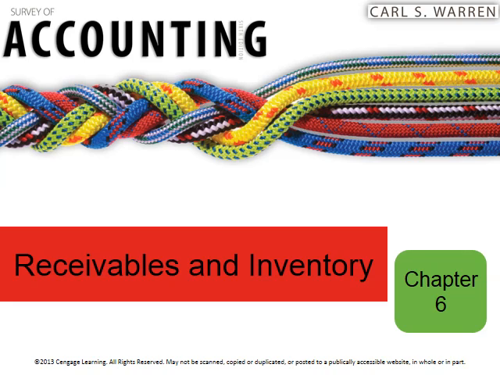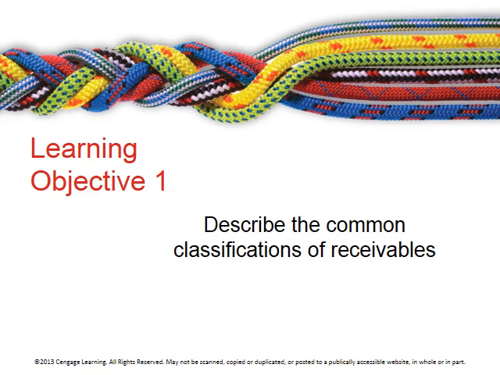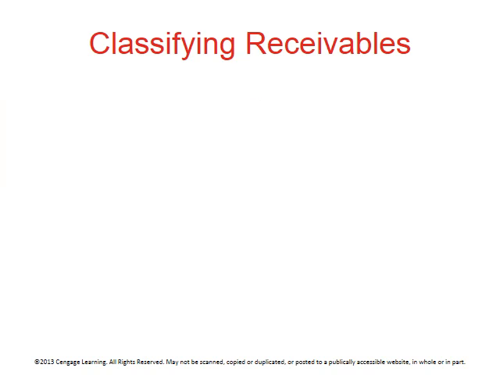Alright, Chapter 6, we're going to look at receivables and inventory. So the first thing we're going to look at is the common classifications of receivables.